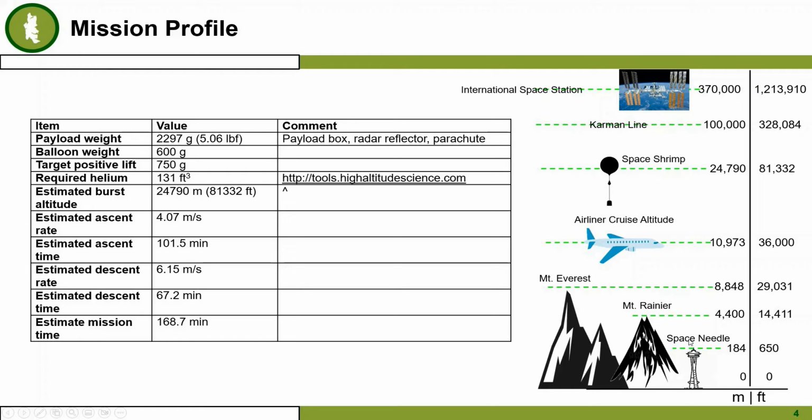Just for comparison's sake, to give a little bit of context, here in Seattle, the Space Needle is our local landmark at about 650 feet. Mount Rainier is the tallest mountain in our state at about 14,500. Mount Everest is about 29,000. Commercial airliners cruise at a flight level of about 36,000 feet, and we're anticipating our weather balloon, which the kids designated and called the Space Shrimp, to burst at 81,000 feet, so significantly higher than an airliner.